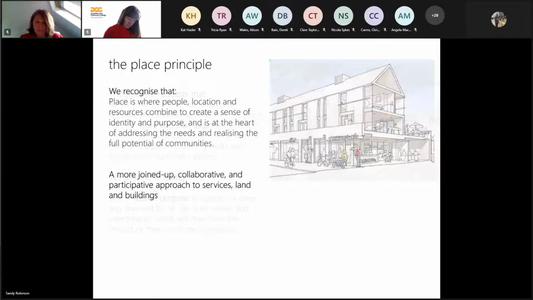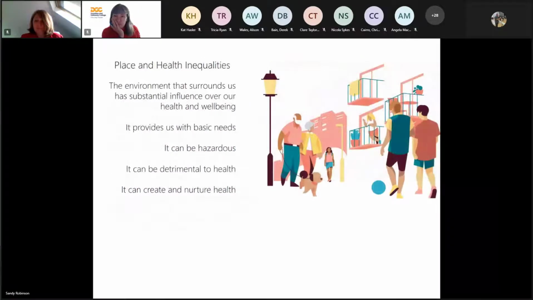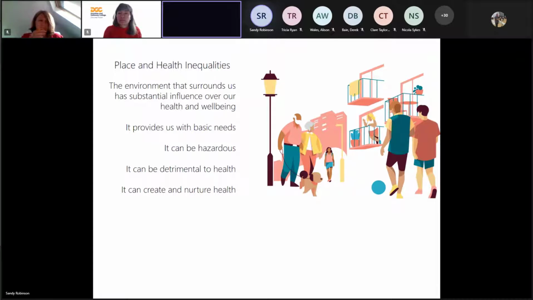So I won't dwell too long on the place principle itself. Some of you may be familiar with this, but it is about making sure that people are working with a view to the end result every time. And one of the drivers for us was very much around health inequalities and the evidence that exists around environment and the health and well-being of communities that inhabit that place too.